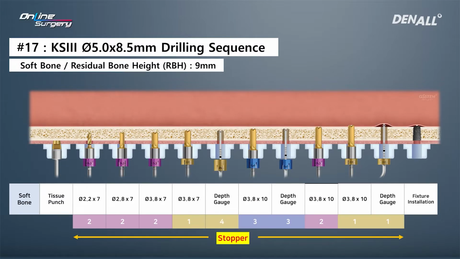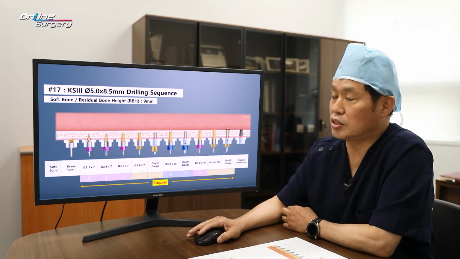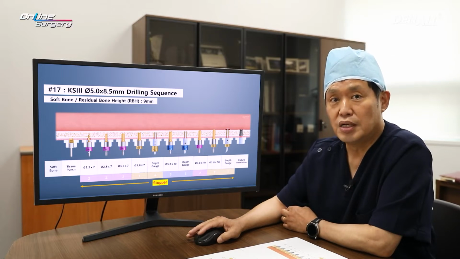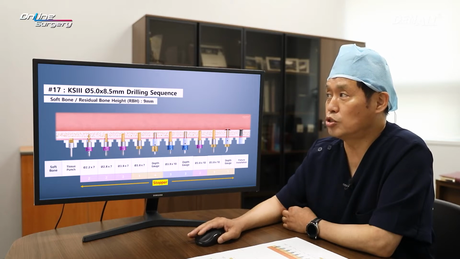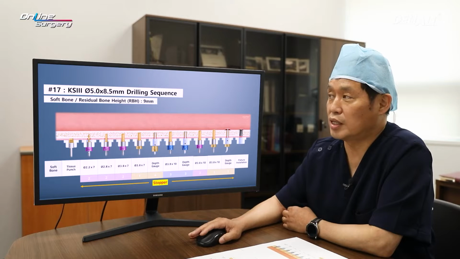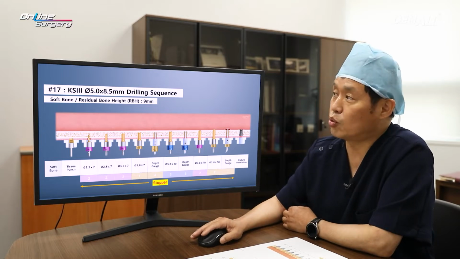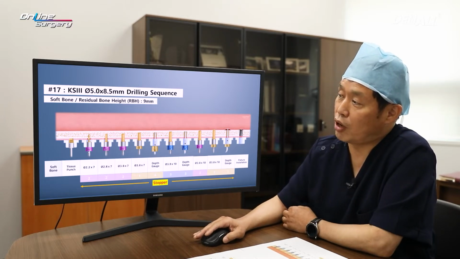In the case of number 17, a KS3 5.0 by 8.5 was planned. In the OneGuide design, if I use a 10 millimeter implant, then it will penetrate the sinus floor and bone graft may be needed. However, the current residual alveolar bone is approximately 9 millimeter, and therefore, if you use 8.5, I believed that it would not penetrate.